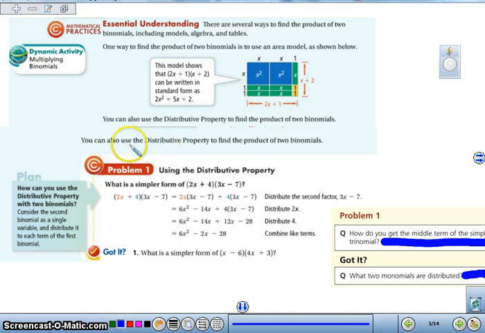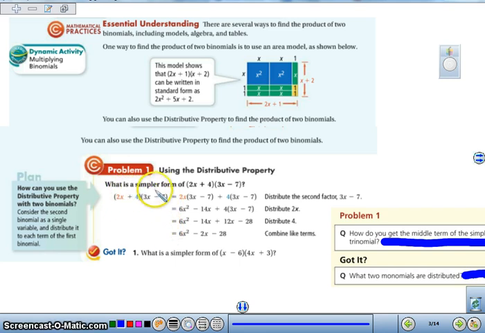So the first one you're going to look at, so you should have your notes out. We are looking at ways of multiplying, and it says there are several kinds of products with binomials, including the models in algebra and tables. One way to find the product of 2 binomials is to use what's called our area model, that's shown below, where they look at an area of one side, this side being x plus 2, this side up here being 2x plus 1. And we're going to do that multiplication, and that's going to be coming up. We're also going to use distributive property, and then we have another special one called FOIL.